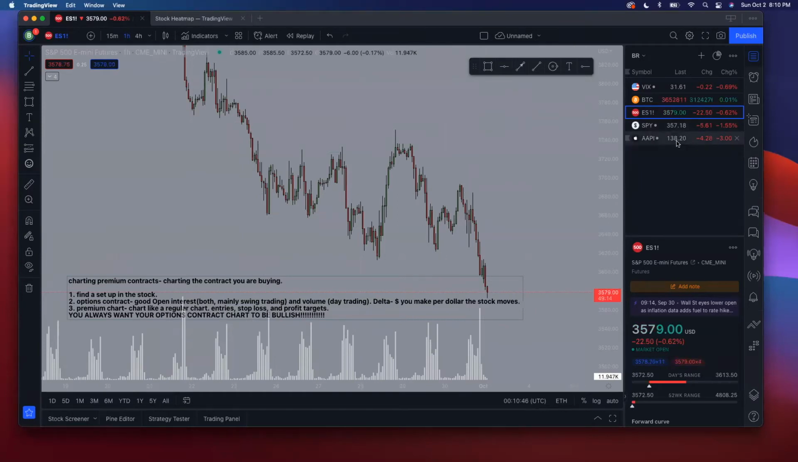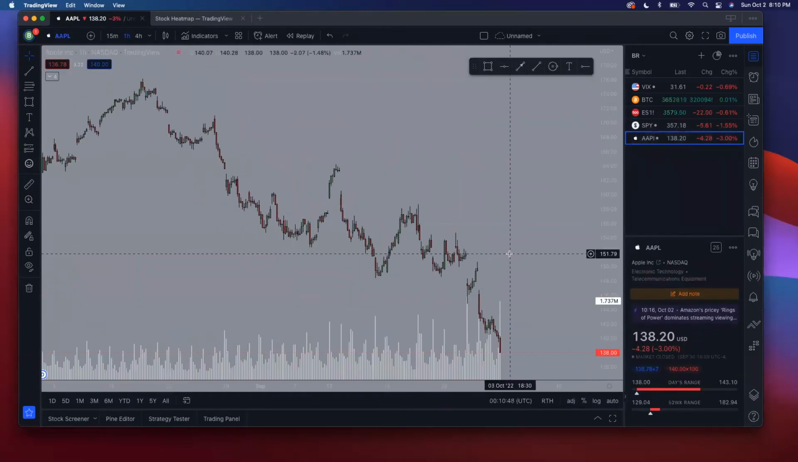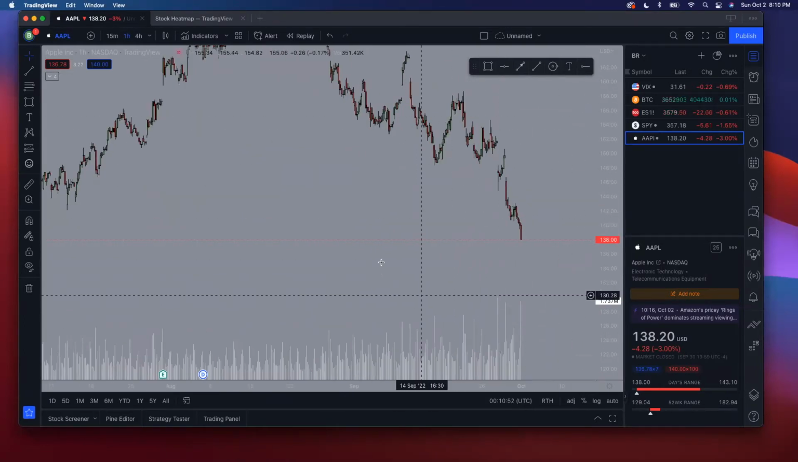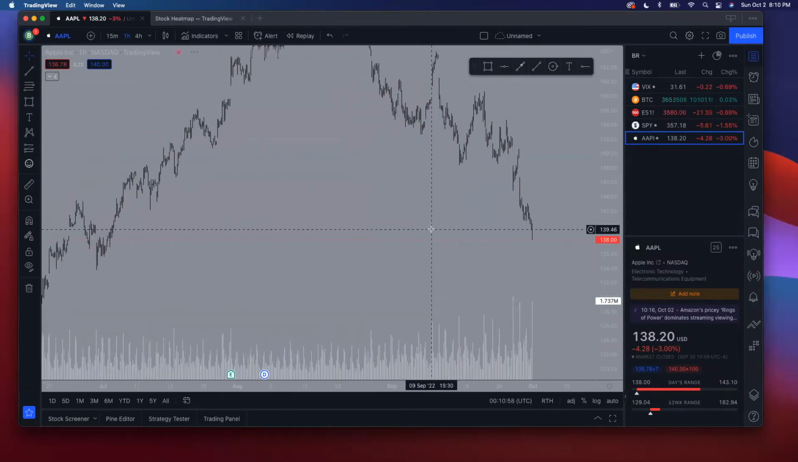Okay, so we're going to go over an example right now. So we're going to look at Apple. So basically, we're looking for a setup. So I trade break and retest. So obviously, I'm going to show you a break and retest and what I would be trading.